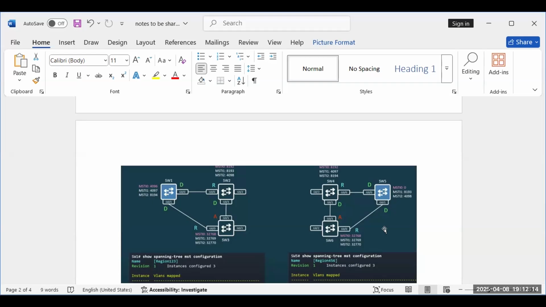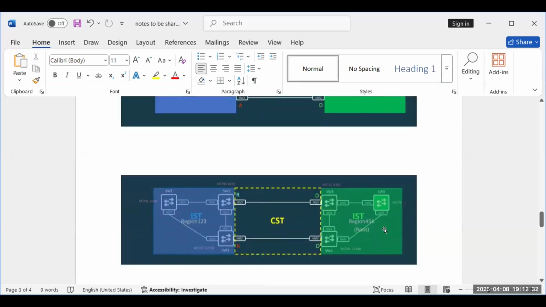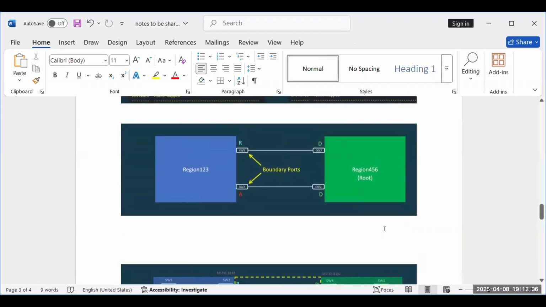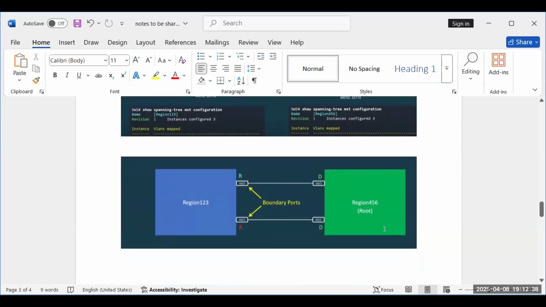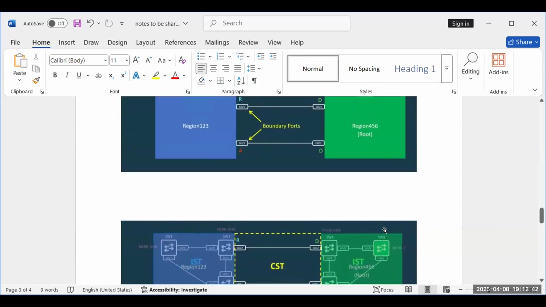So we can either go for HSRP or VRRP configuration, or go with MST instance creation to load balance in the network, to have a fully redundant and loop-free network. Maybe you can share the commands in the chat. Yes, I'll share the notes there, and you will get the commands.